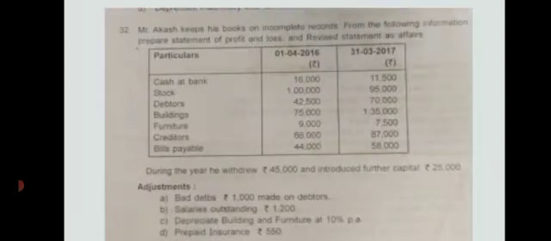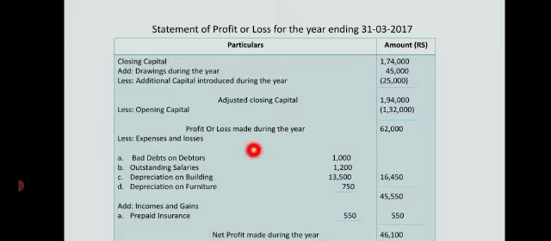There is one current asset, that is prepaid insurance. Insurance is paid in advance and it becomes your current asset. We are supposed to add it here. Prepaid insurance 550. So your total net profit made during the year is 46,100, right? So this is the way we are supposed to prepare the statement of profit or loss for the year ending 31st March 2017.